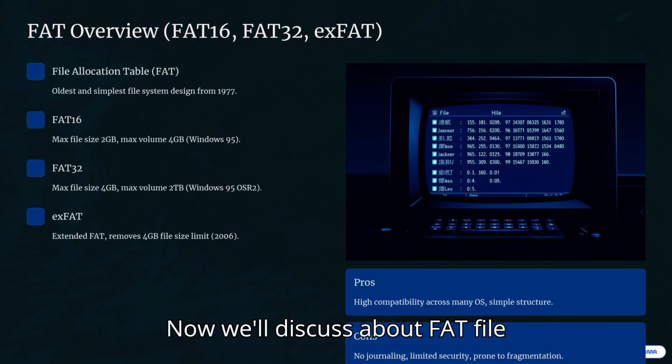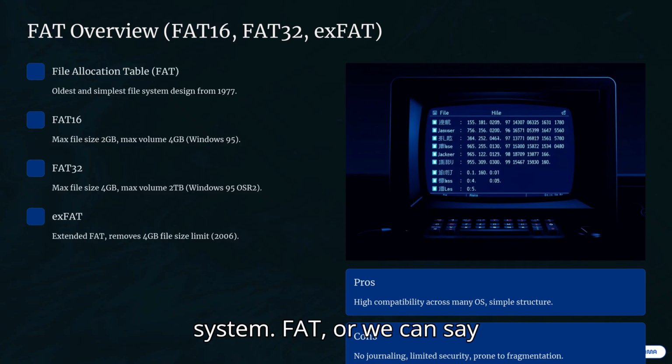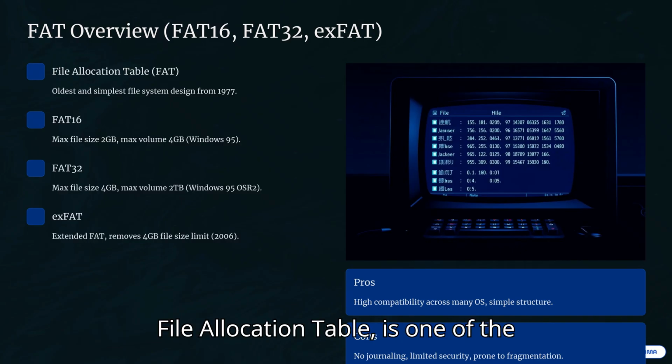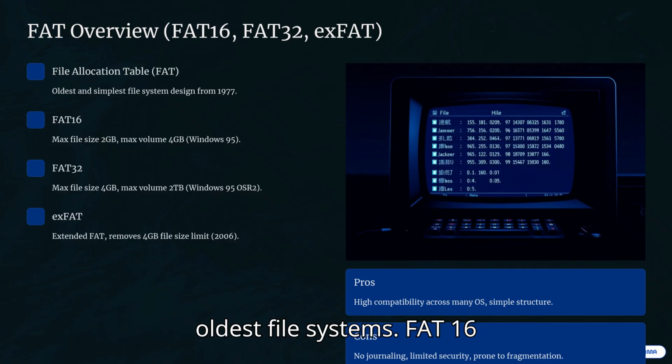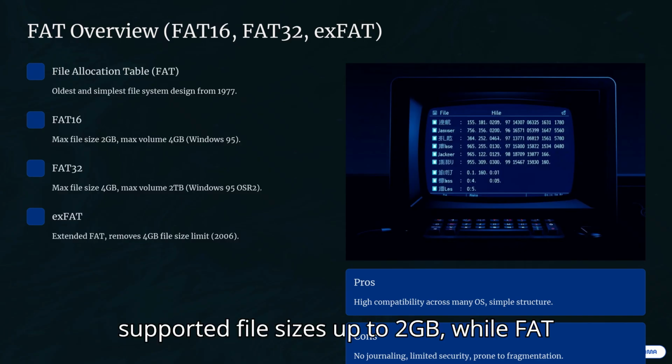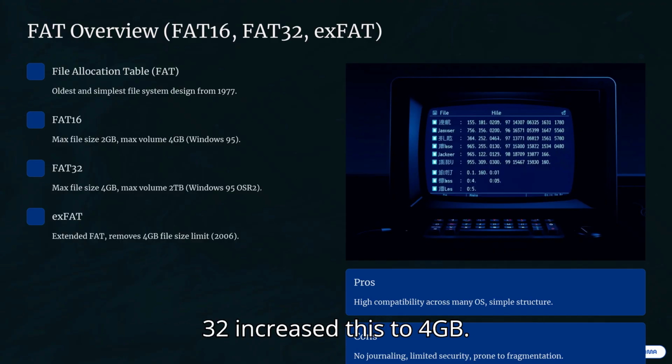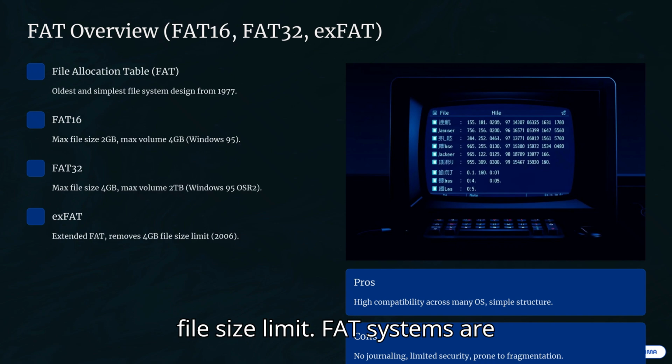Now we'll discuss the FAT file system. FAT, or File Allocation Table, is one of the oldest file systems. FAT16 supported file sizes up to 2 GB, while FAT32 increased this to 4 GB. Extended FAT, released in 2006, removed the 4 GB file size limit.